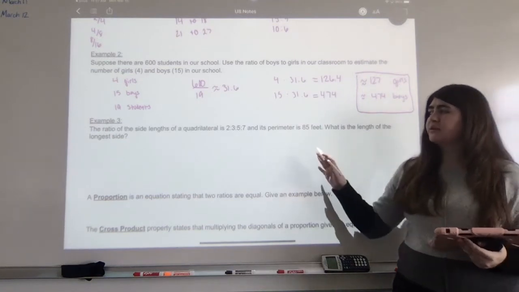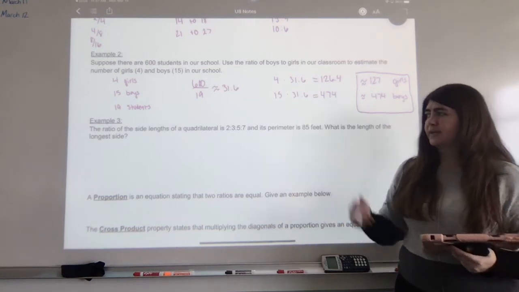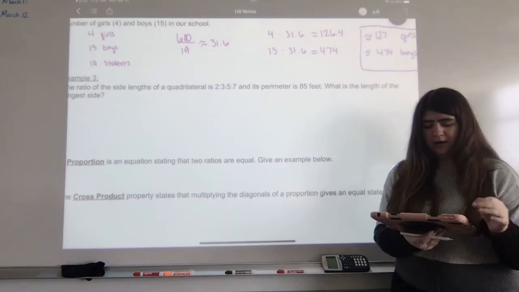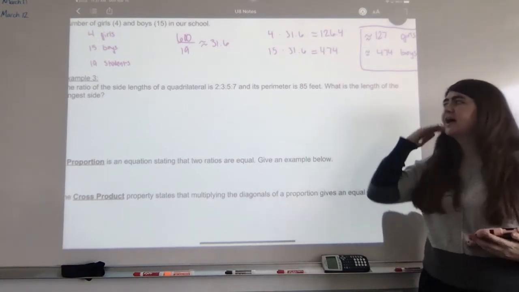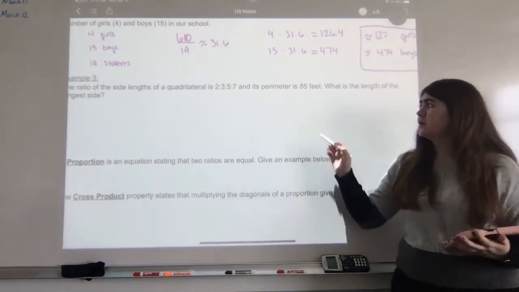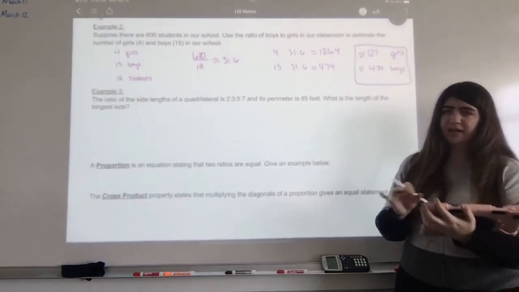There is another way to solve this using cross products, and we'll come to that in a little bit, so we'll come back to that. Example 3, we have the ratio of the side lengths of a quadrilateral is 2 to 3 to 5 to 7, and its perimeter is 85 feet. What is the length of the longest side?